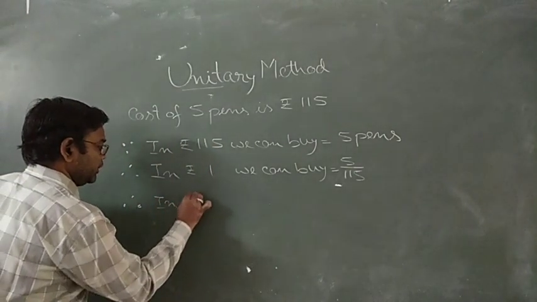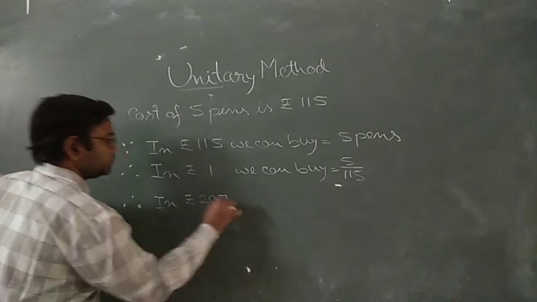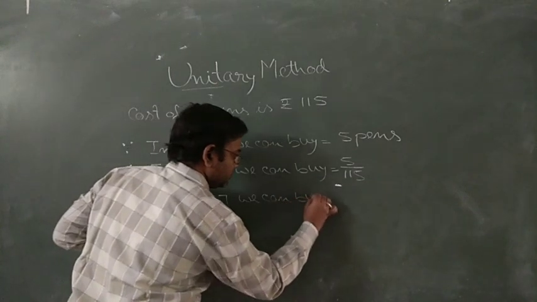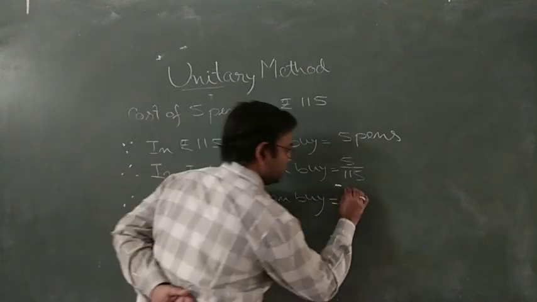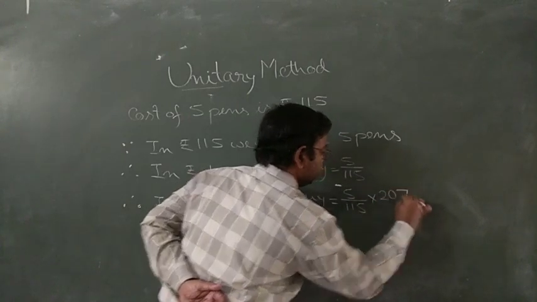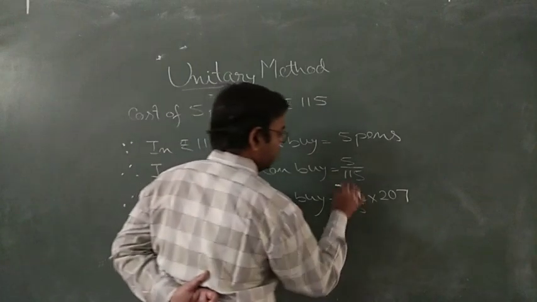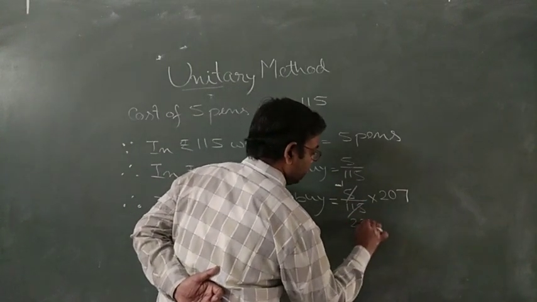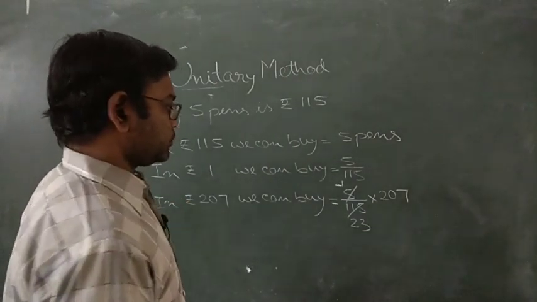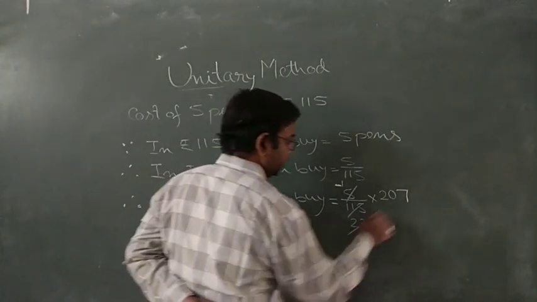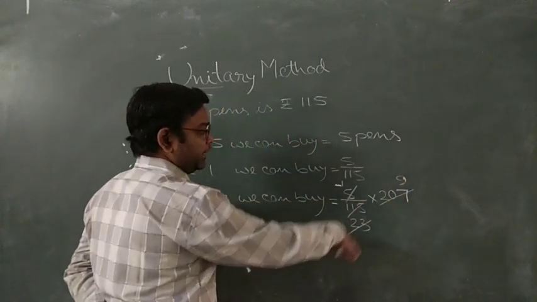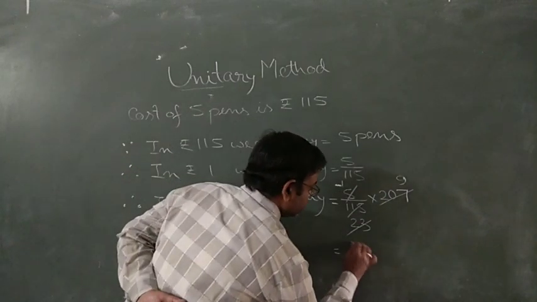Now what cost is given to us? In rupees 207 we can buy, equals to, 5115 into 207. 5 1s are 5, 5 2s are 10, 5 3s are... Clear? Now 3 is over here, 3 9s are 27. You can cross check, 9 3s are 27, 7 to carry, 9 2s are 18, 18 plus 2 is 20. So we can purchase 9 pens.